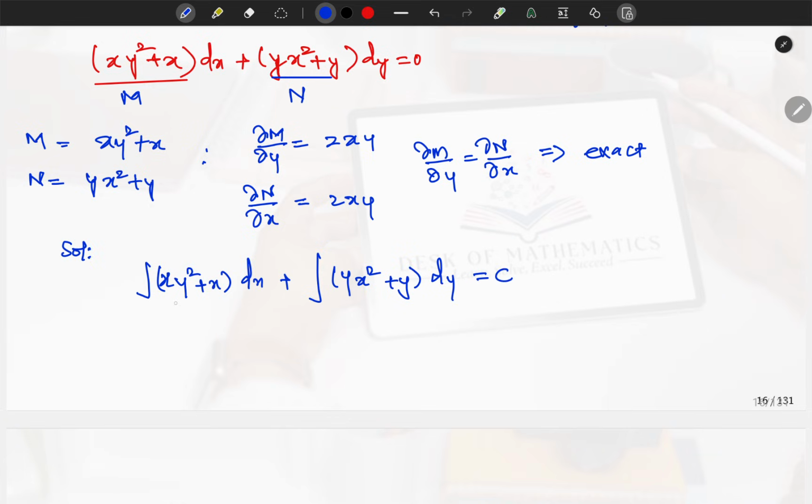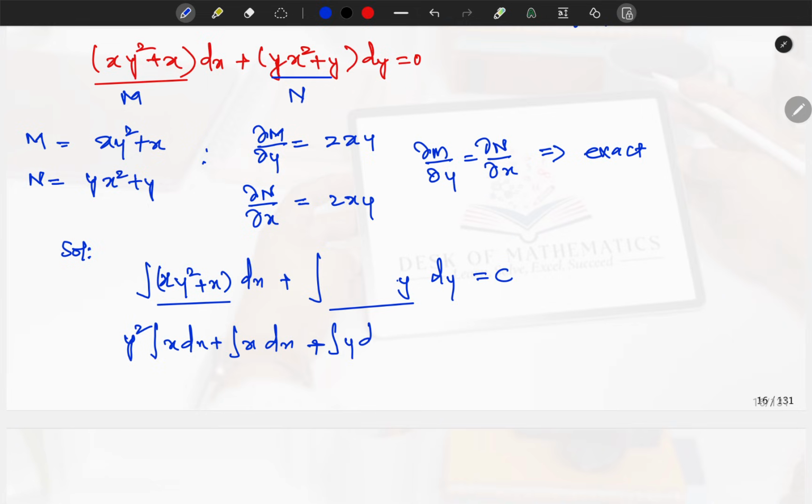But here in the M part you have considered y as a constant, and in the N part you have to only consider those terms that are free from x. So you can check, in the first term we have x, so we will exclude this one, and in the other term we have only y, so we will include only the y. So what will be here? Take y² as it is constant, so integral of x dx plus integral of x dx plus integral of y dy is equal to c. So this is y²x²/2 + x²/2 + y²/2 is equal to c.